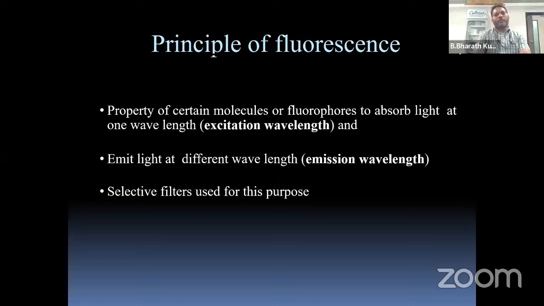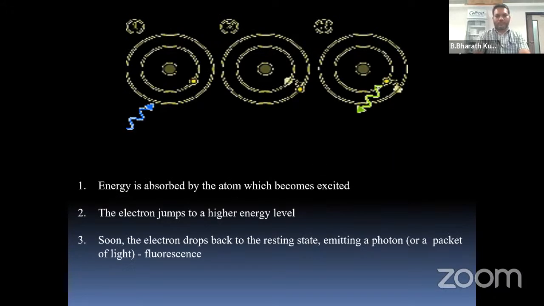It is the property of certain molecules, fluorophores, to absorb light at one wavelength, that is the excitation wavelength, and emit at a different wavelength, that is the emission wavelength, with the select filter used for this purpose. So here, energy is absorbed by an atom which becomes excited by the light. The electron jumps to a higher energy level, and soon the electron drops back to its resting state and emits a photon, which is called fluorescence.